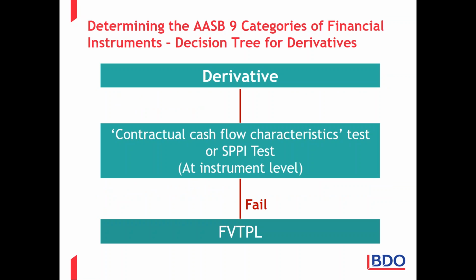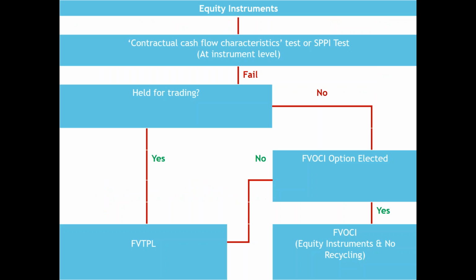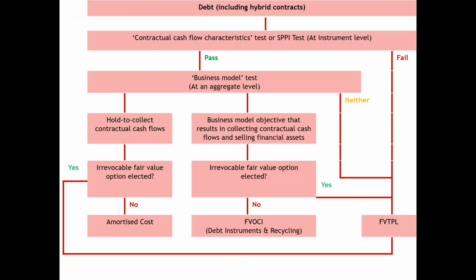So for a derivative, fair value through profit and loss. An equity instrument could either be fair value through profit and loss, or it could be fair value through OCI. And if it's a debt instrument, again, you've got 3 potential options. You can see fair value through profit and loss is always an option that's available.